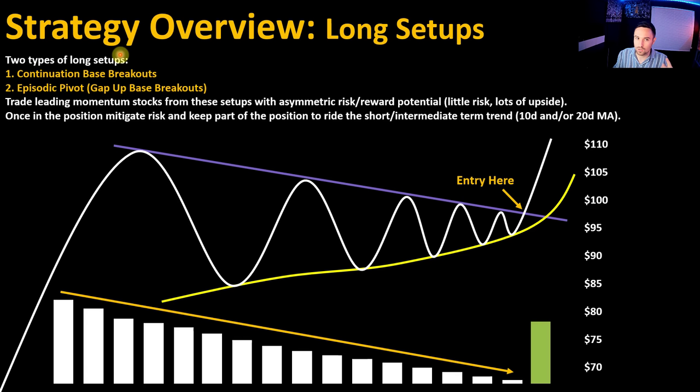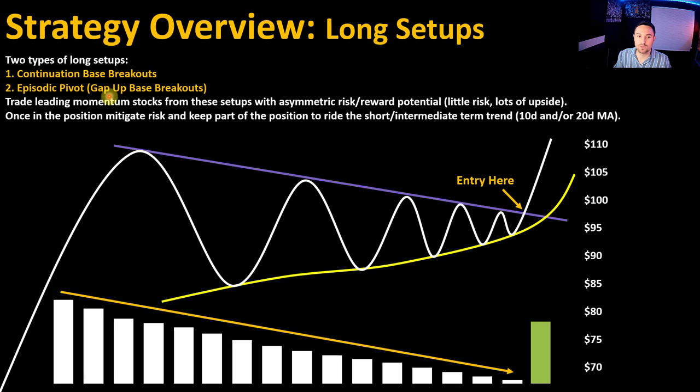The 2 long setups are continuation-based breakouts. So that is basically breakouts from flags, VCPs, Darvas boxes, cup and handles and the like, then also episodic pivots. What on earth are they? They are basically gap-up-based breakouts. He also has the parabolic short, but we're not going to go into shorting in this video. We're going to keep it very much focused on the long side.